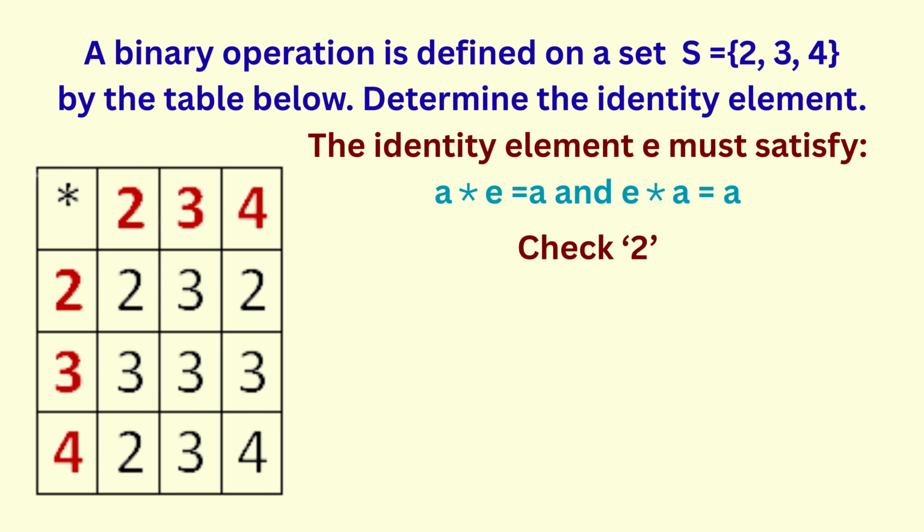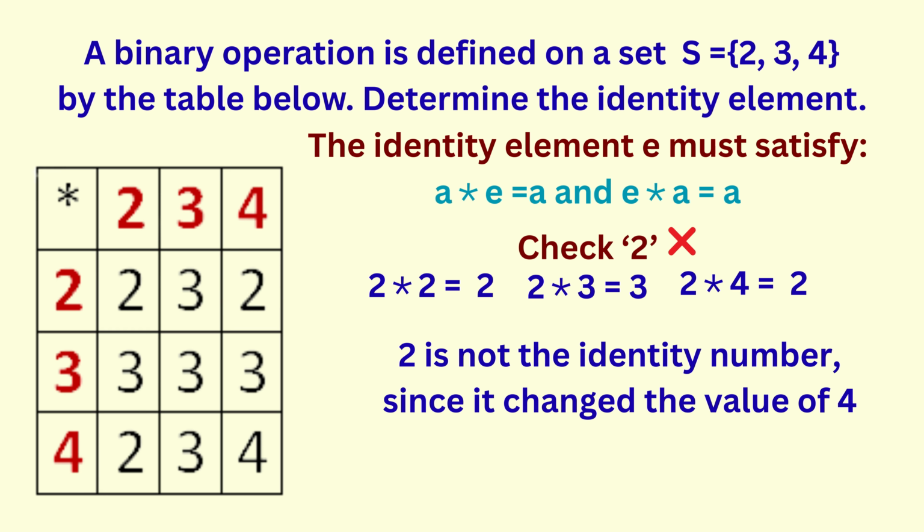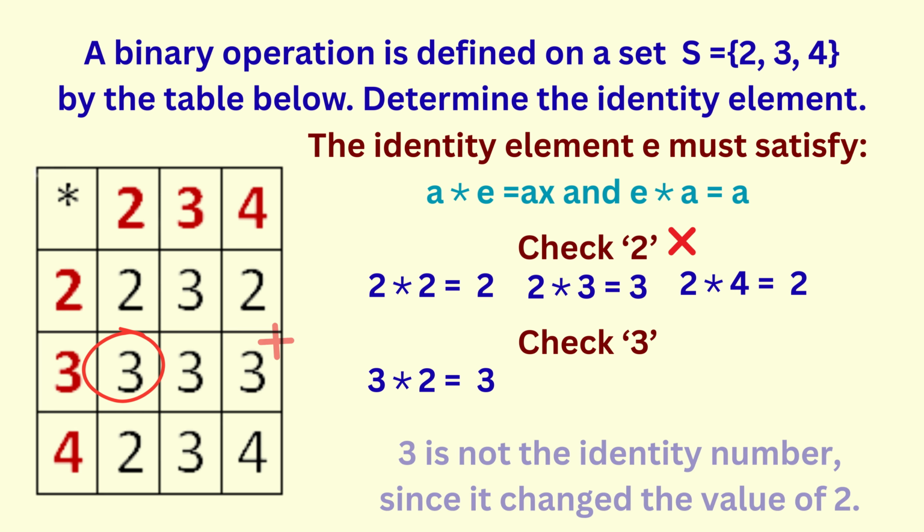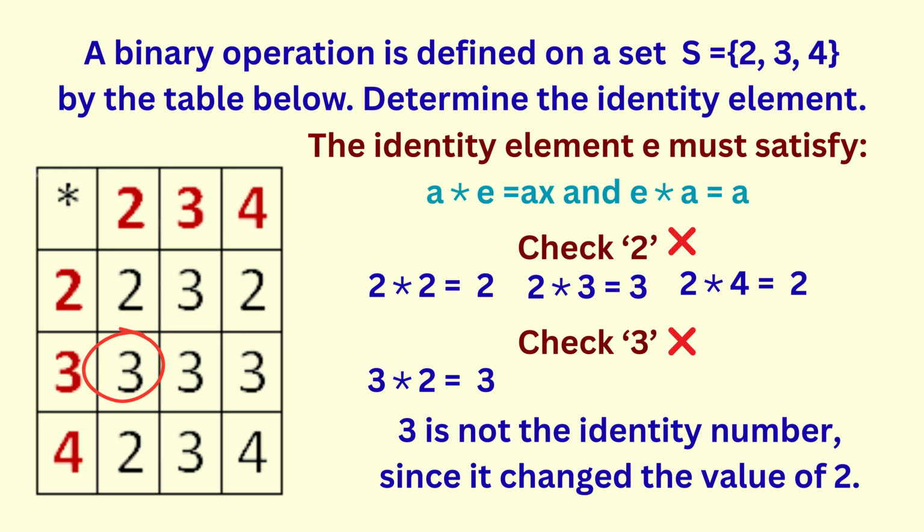Let's first check the number 2. 2 star 2 gives the same 2. Also, 2 star 3 gives the same 3. However, 2 star 4 is 2. Hence, 2 is not the identity number, since it changed the 4 to a different number 2. Now let's check the number 3. 3 star 2 is 3, so right away we know that 3 cannot be the identity number, since it changed the value of 2 to a different number 3.